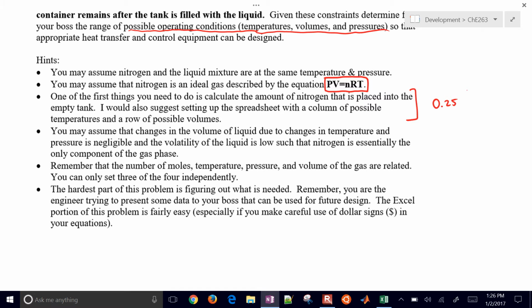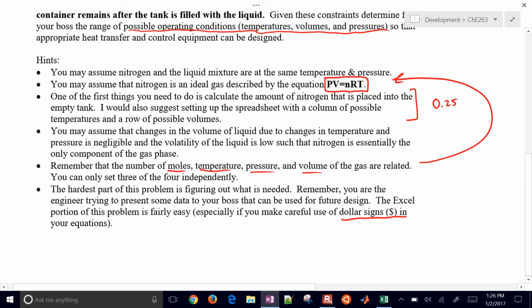Remember the number of moles, temperature, pressure, and volume of the gas are related by this expression right here. So you can only set three of these four independently. The hardest part of this problem is figuring out what's needed. Once you figure that out, it's going to be fairly easy, especially if you remember to use the dollar sign in your equations so that you don't have to type each one separately and individually.